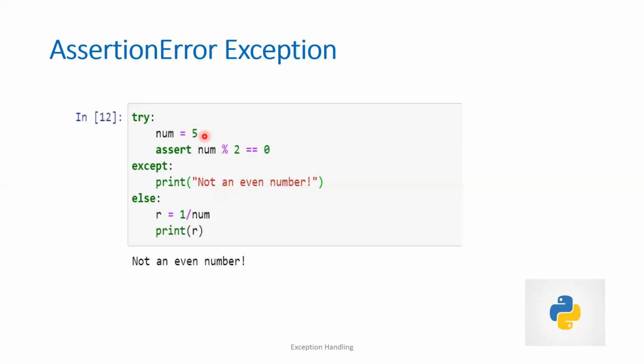So if I took 4, it will move to the else portion, because this except portion will not be executed because the logic is true. So as the logic is true, it will move to the else portion. That means no exception occurs. Then r equal to 1 by num, that means 1 by 4, whatever the value, 0.25, then r will be printed, and the value will be printed after all.